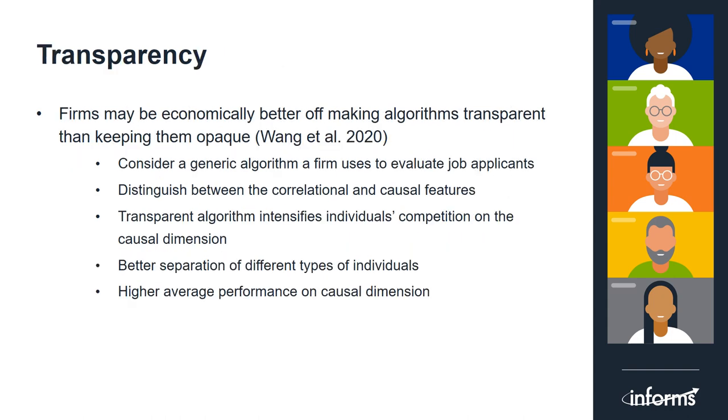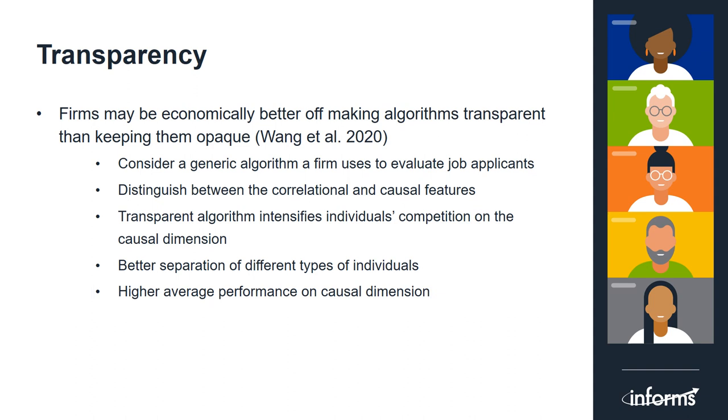Algorithmic transparency has been in increasing demand to combat algorithmic bias and discrimination. However, firms are reluctant to publish their algorithms, and one of their major concerns is that once they do that, users can game the system. Huang and others studied how strategic individuals react when a firm makes its hiring algorithm transparent. They show that under some conditions, the firm can be strictly better off by making the algorithm transparent.